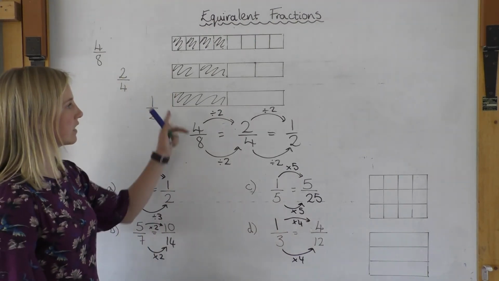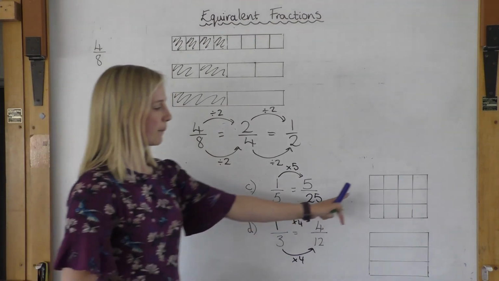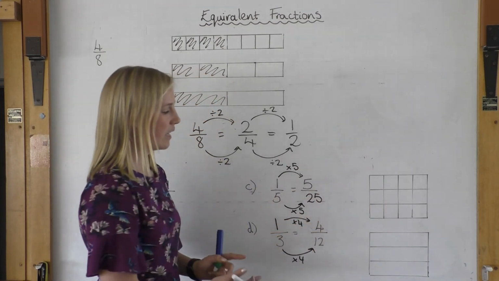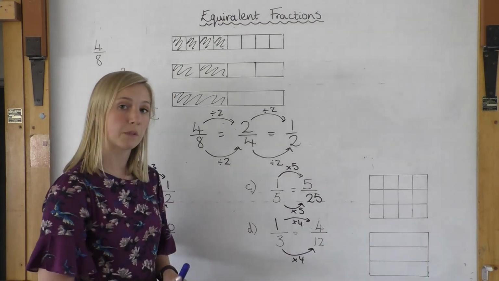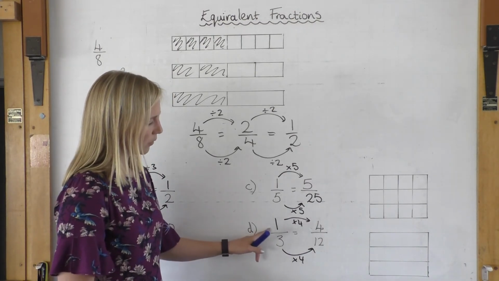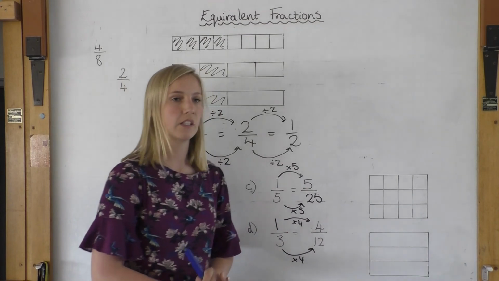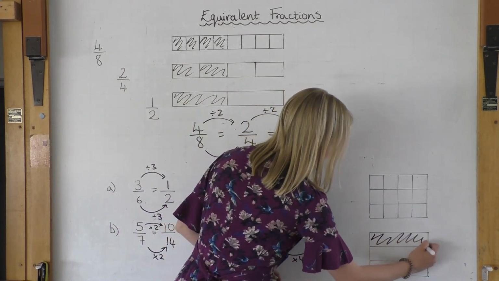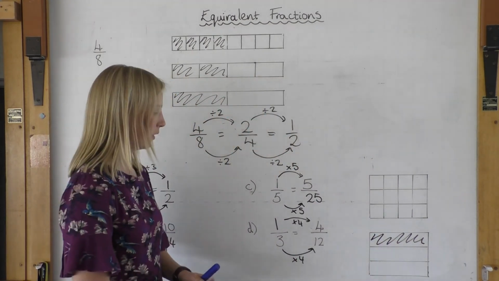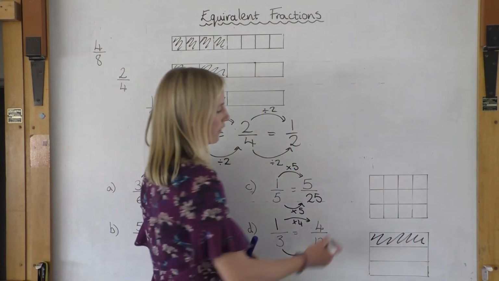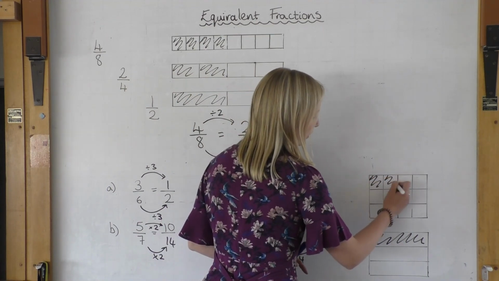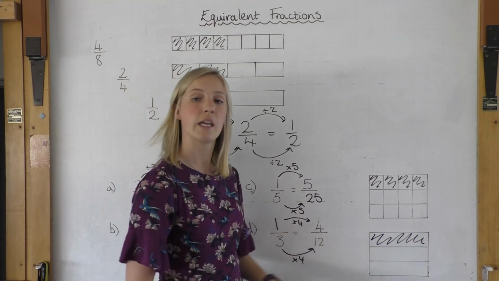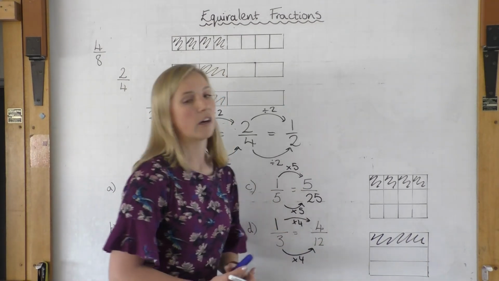I can check that, as I've done before, by looking at my diagrams here. I have got a shape that is the same area, however it's split up slightly differently. So this shape here is split up into thirds. So if I am to shade 1/3, it will take up that whole top row. And if I was to shade 4/12, that would be 4 of these small boxes. I can still see that it takes up the same amount of space, so they are equivalent.